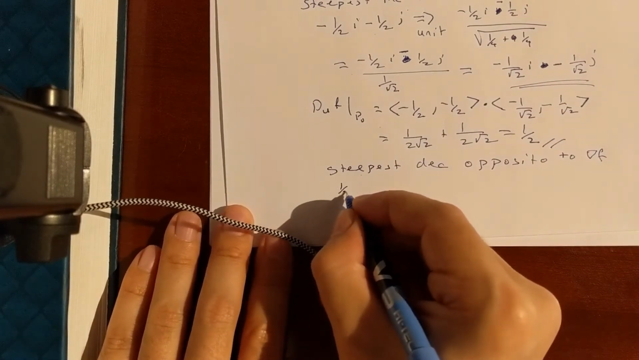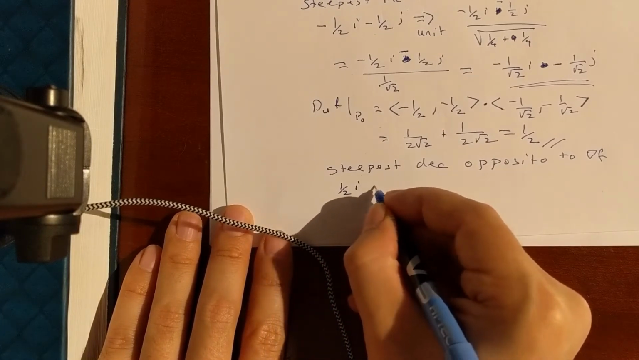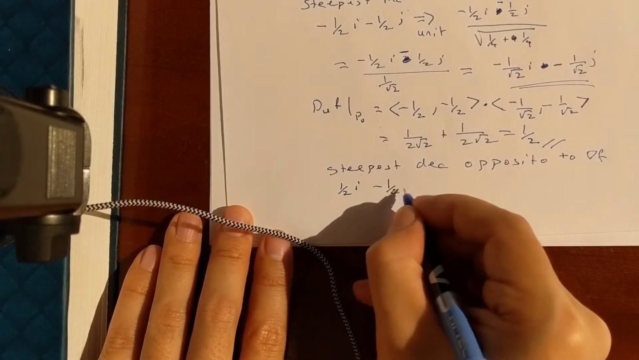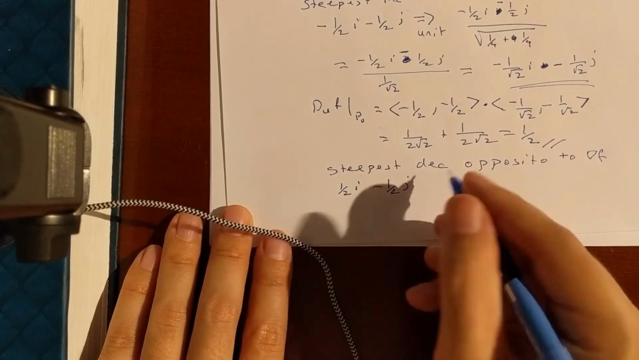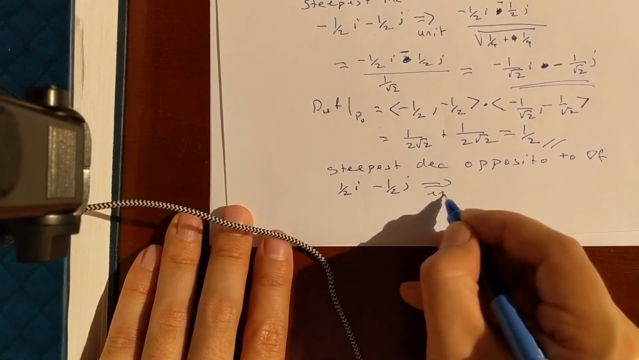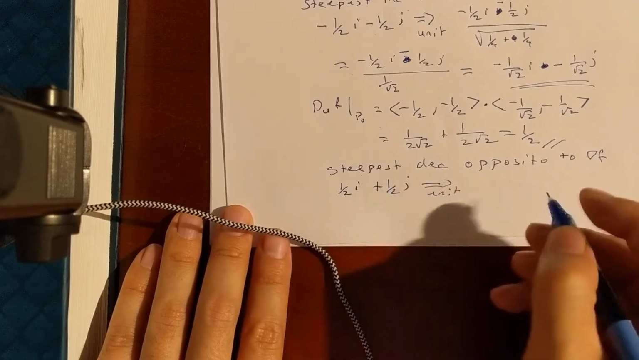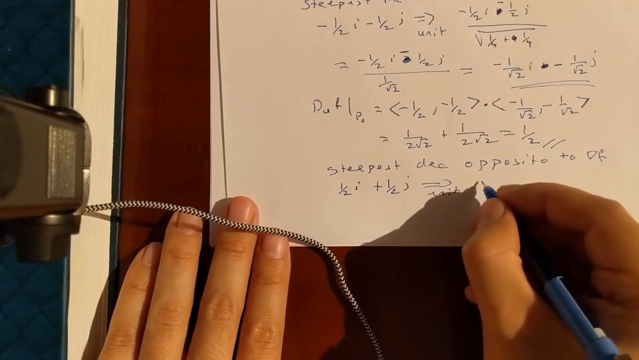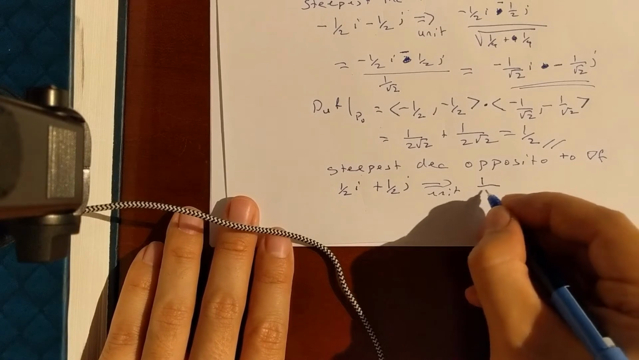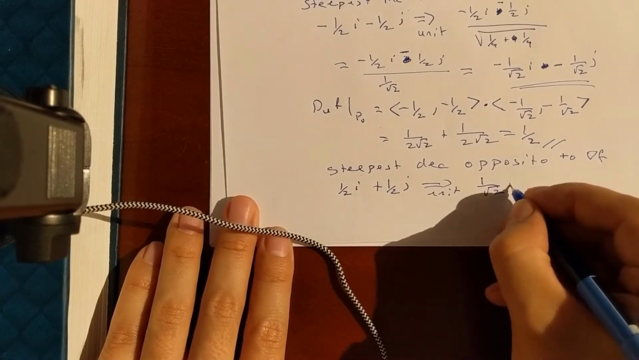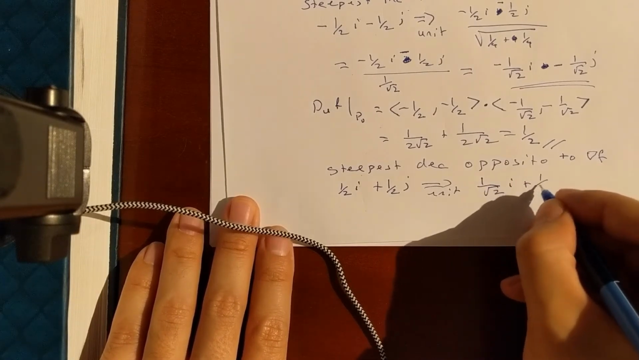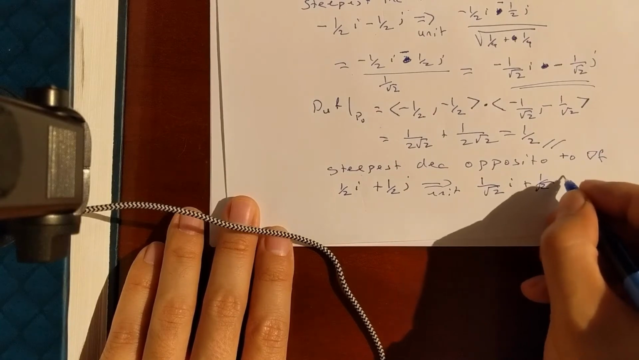Then we want 1/2 i minus 1/2 j. But again, this is not a unit vector, so change it into a unit vector and you'll see. Well, plus. This is plus. Sorry, we get the exact same thing with the signs reversed. Of course, we get 1 over square root 2 i plus 1 over square root 2 j.